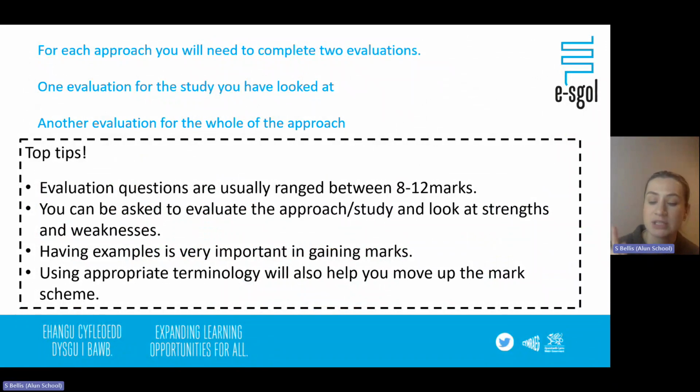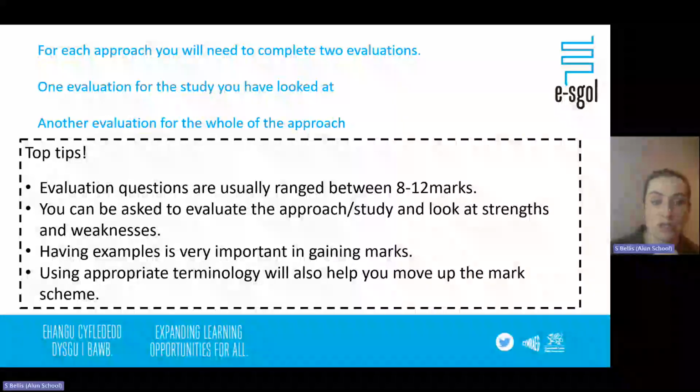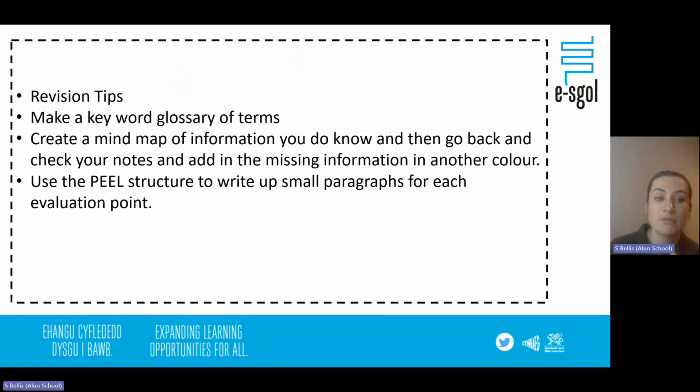So you're going to need two evaluations, one for the study, one for the whole approach. Top tips are making sure you've got examples, using terminology, and making sure you have a really logical structure in your answer. Revision tips: make that keyword glossary, that little list I went through with you at the very beginning, a really nice refresher, something that you could look at regularly and just define, whether you write it down or speak it to somebody. Create that mind map of what you know and what you don't know, so you can go back and make sure that you are covering everything.